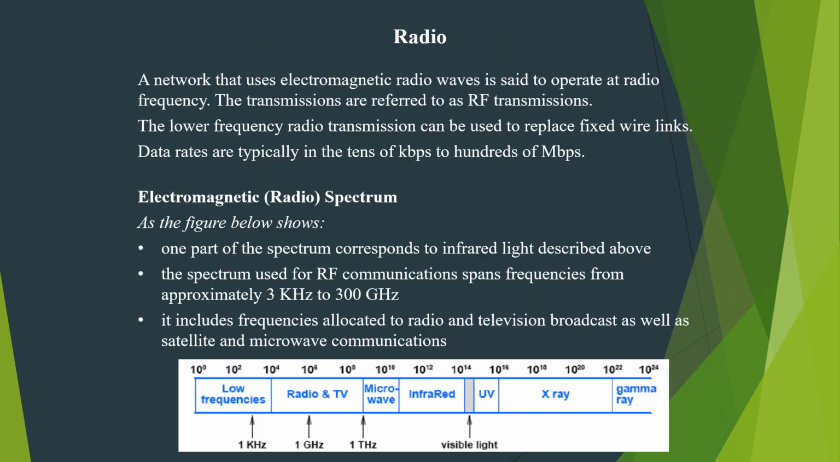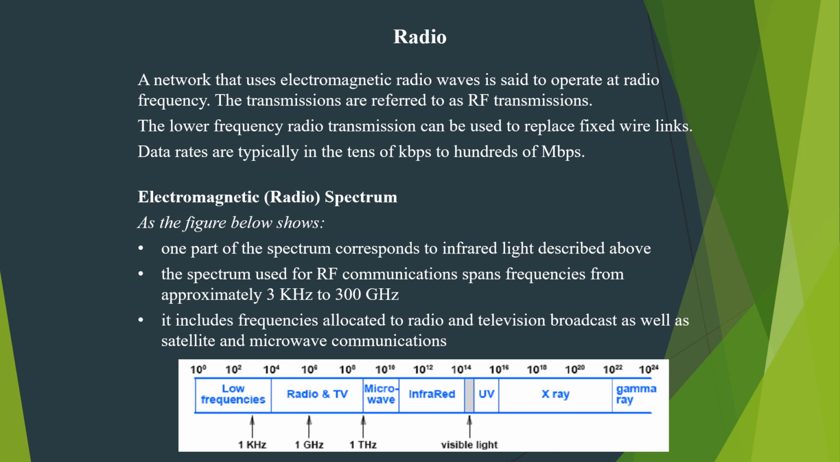Next one we are going for radio. The network that uses electromagnetic radio waves is set to operate at radio frequency, in short form RF. Radio waves, basically you know what is meant by radio waves. Radio waves have frequencies between 10 kilohertz and 1 gigahertz.